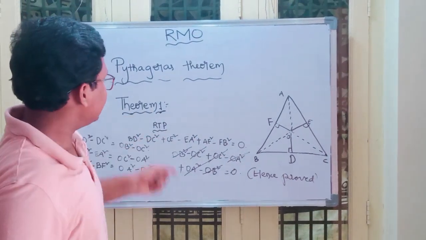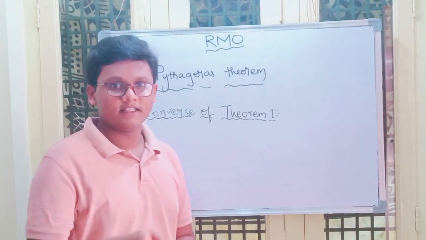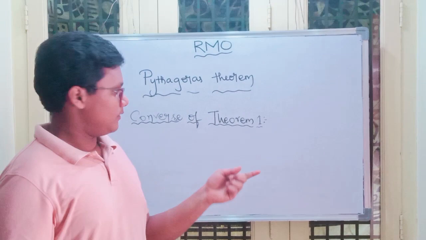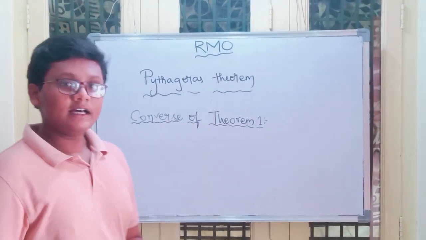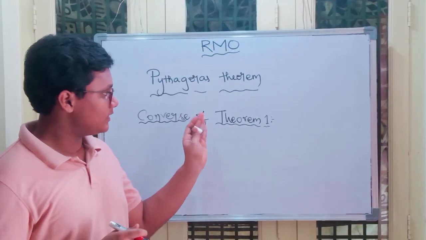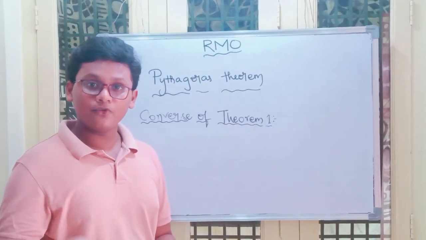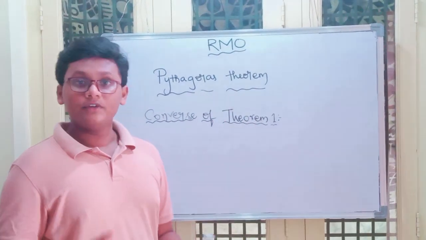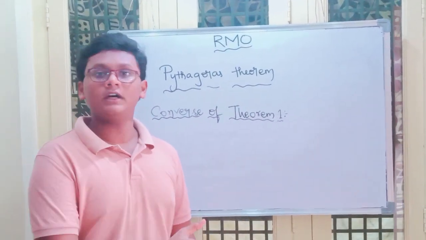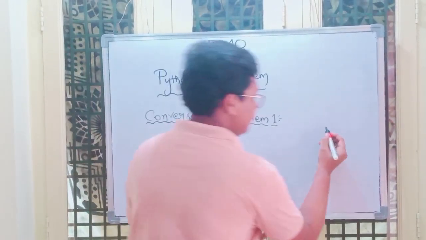Okay, after this, the converse of this theorem. Now I said a theorem before this, and this is the converse of that theorem. Normally, we took the condition and we proved the result. In the converse of the theorem, we should take the result and we should prove the condition. We should get the condition. Okay, I'll show now.